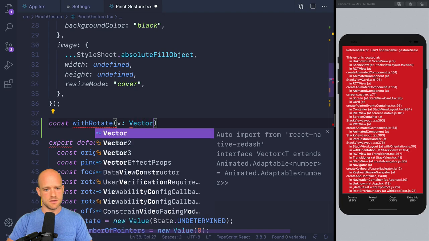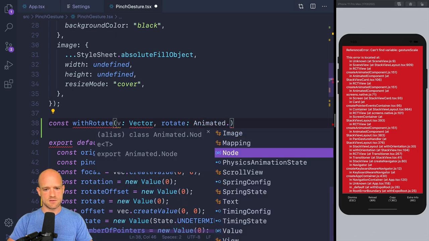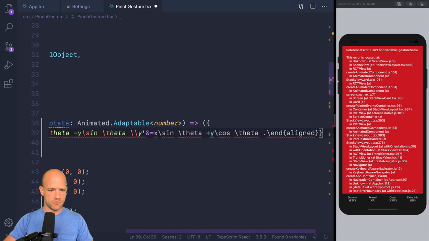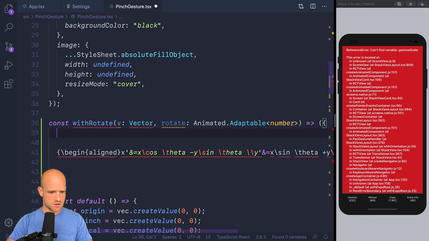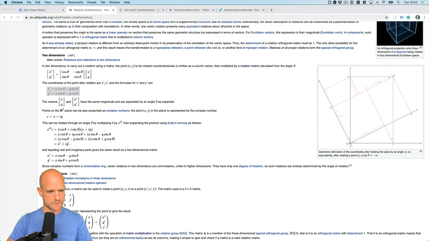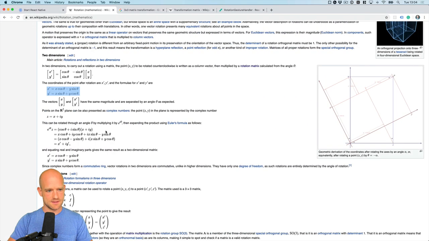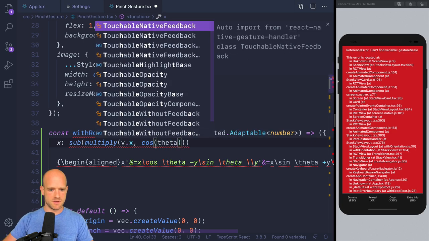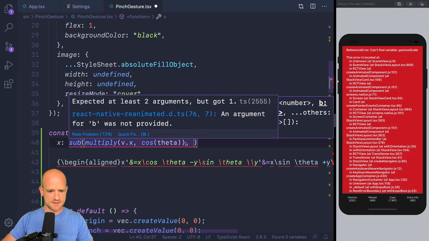And it's gonna be the rotation. So rotate as second parameter. And so we're going to apply the formula from Wikipedia, which is, so that's not very readable, but X is the subtraction of VX times cos theta. I'm just going to rename this one theta. And Vy times sin theta.